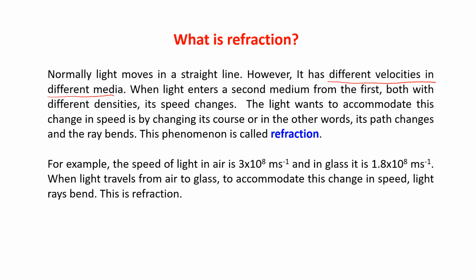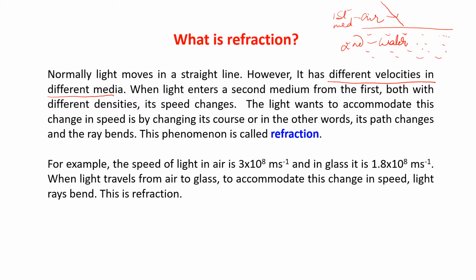When light enters a second medium from the first, suppose I have this type. The light is entering from air. Suppose this is the air medium, and here we have taken water. So suppose a light ray is coming from here. It is entering the water medium. So the first medium is air and the second medium is water.